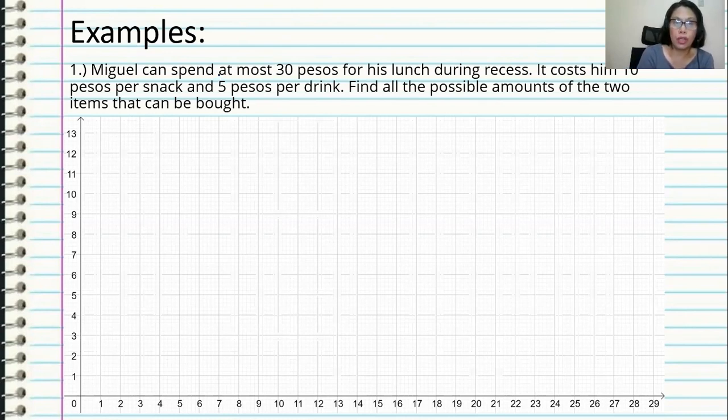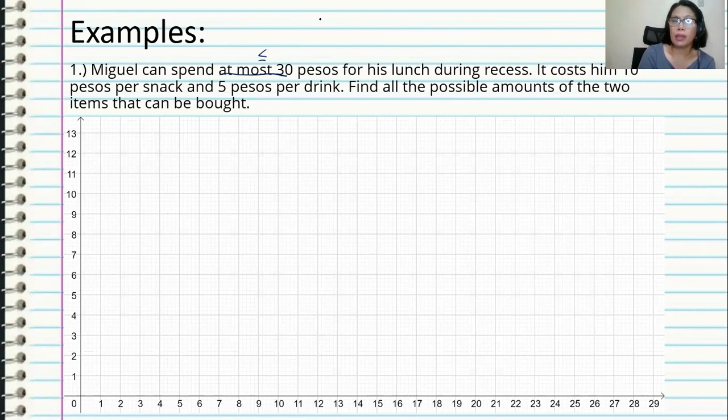So we have the keyword here, at most. It costs him 10 pesos per snack and 5 pesos per drink. Find all the possible amounts of the two items that can be bought. Okay? So when we say at most, again, this is associated with the less than or equal to inequality symbol. And we have these two data, cost of snack and drinks.